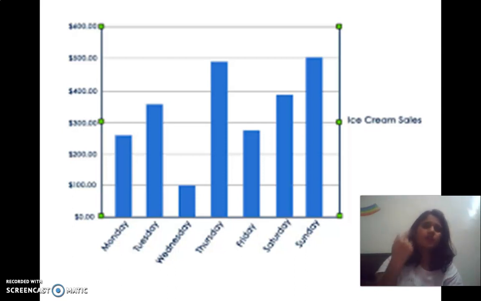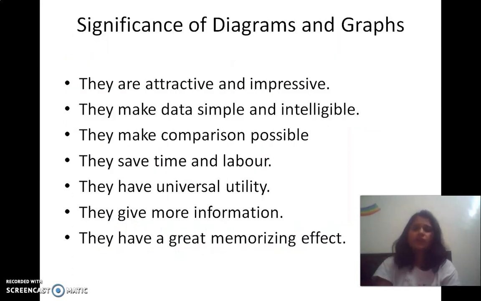In the case of this graph, on Sunday we are having maximum sales. What happens in this case is, first, it looks pretty attractive, and second, we are not going to waste any time going through the things. So they are attractive and impressive. Second, they make data simple and intelligible, and then they make comparison possible.